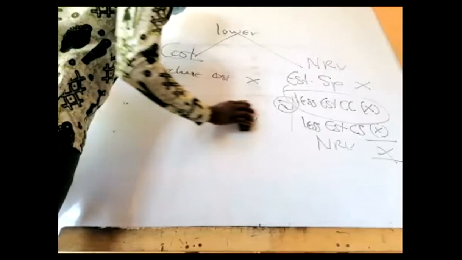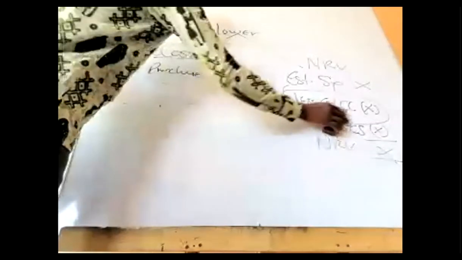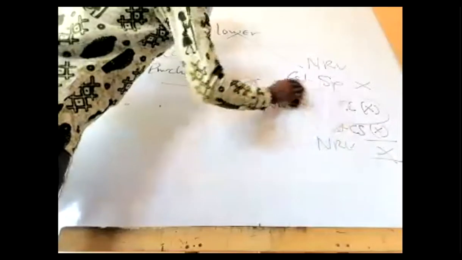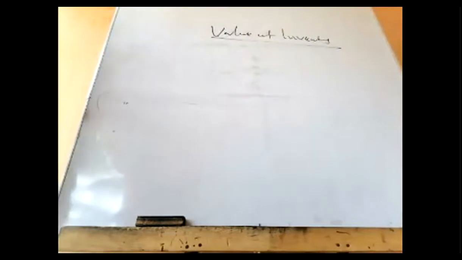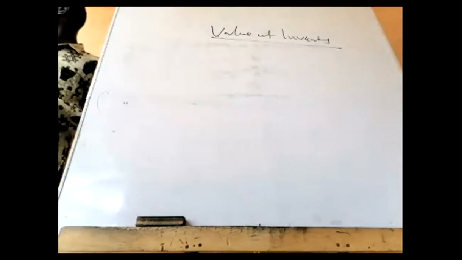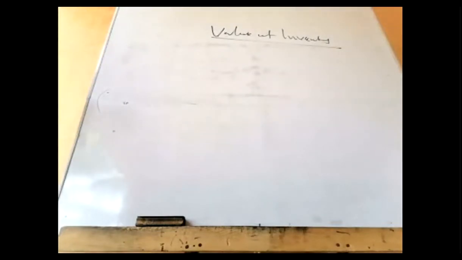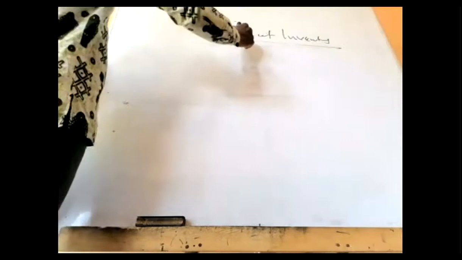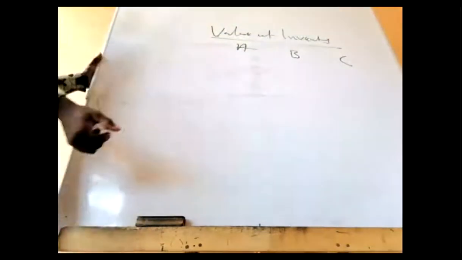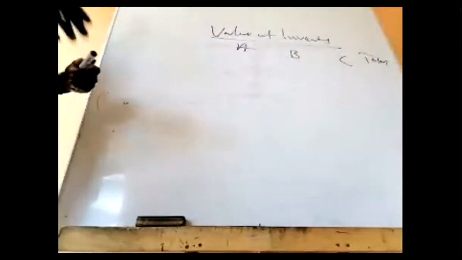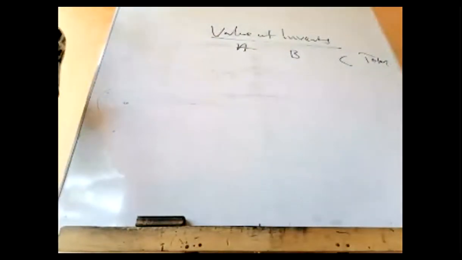Okay, so the value of inventory. Now these inventories, they have more than one. So all you have to do is present them in columns: inventory A, inventory B, inventory C. And then probably I'll make some total here, because on the balance sheet, they should put all the values together and present just one figure.